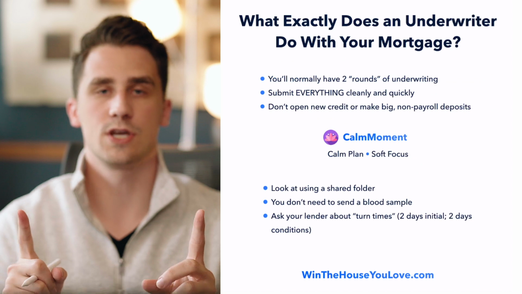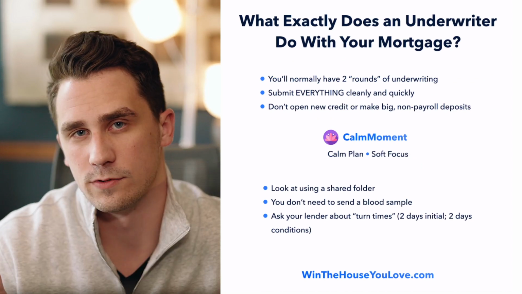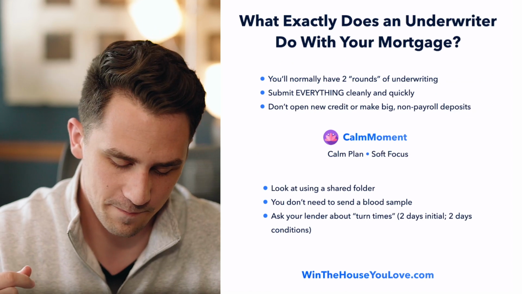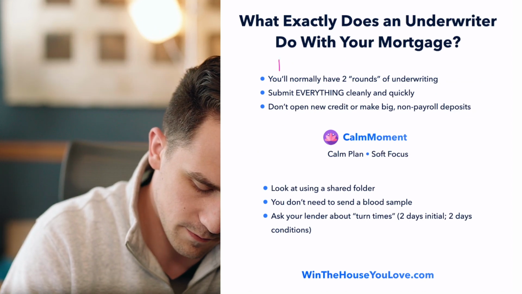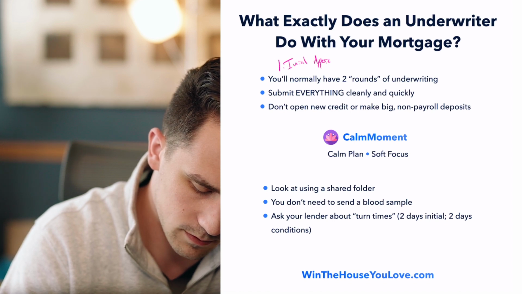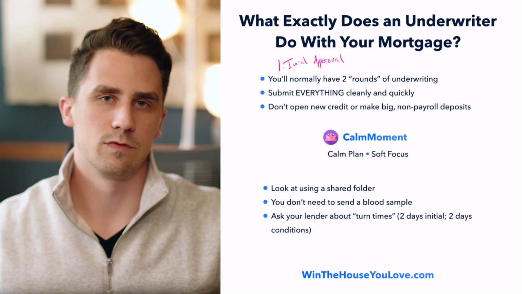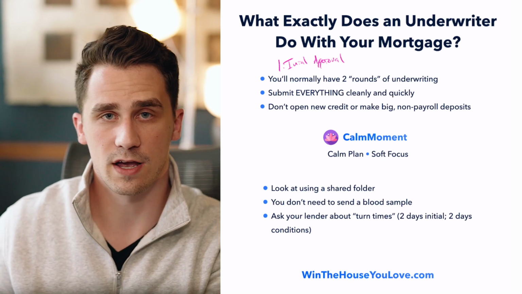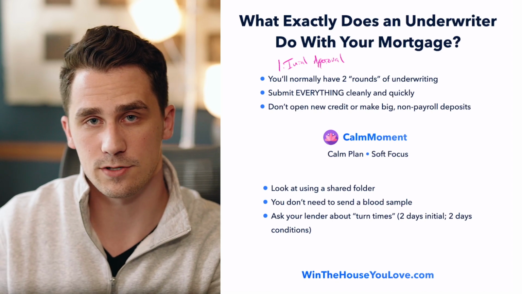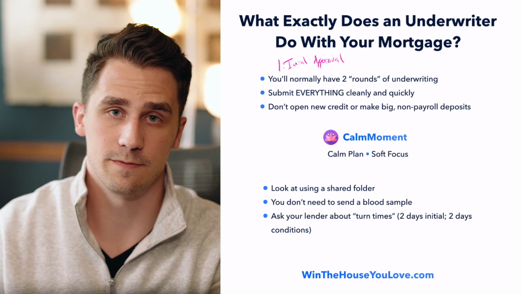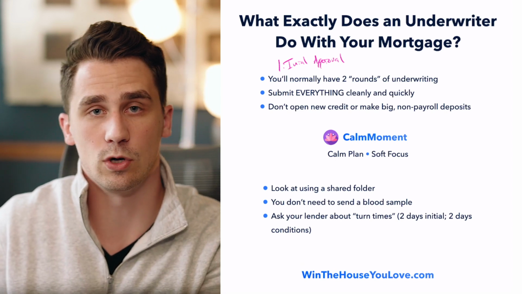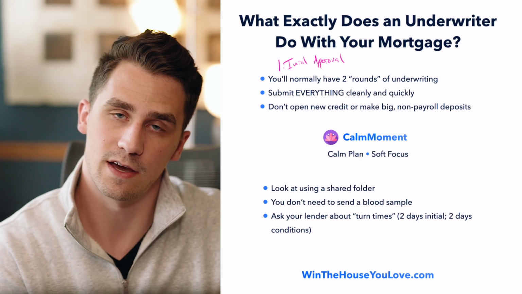Okay, so normally you're going to have 2 rounds of underwriting. They're not really called rounds, but we'll think of it this way. The first one is your initial approval. This is where you're under contract for a home or you start a refinance, and you take your loan application and submit it to your loan officer. Your loan officer probably is going to ask for some documents. The loan officer is going to submit your loan application and documents to the underwriter.